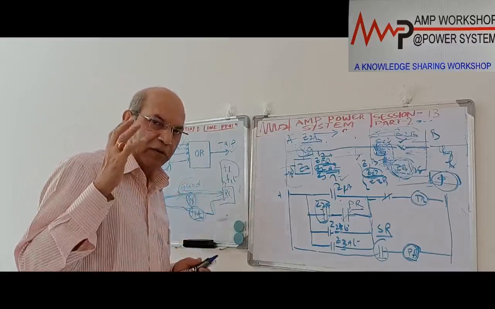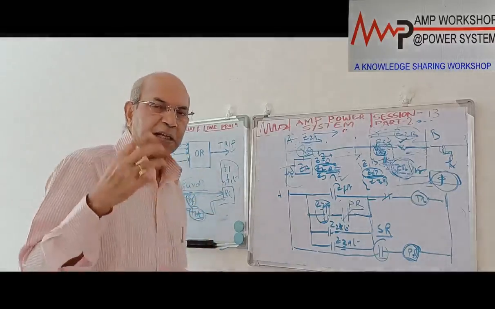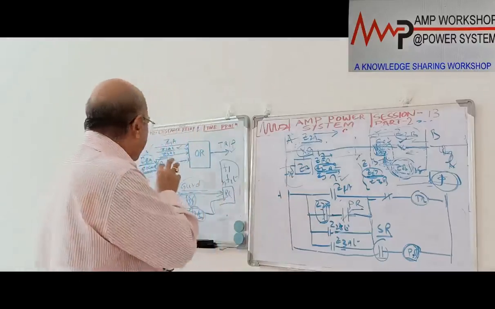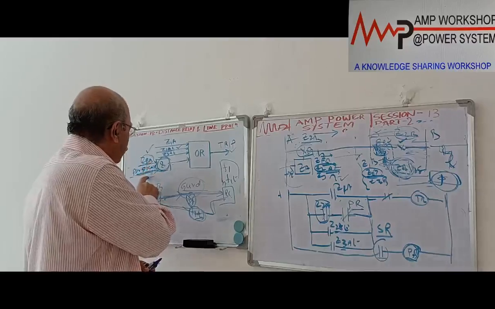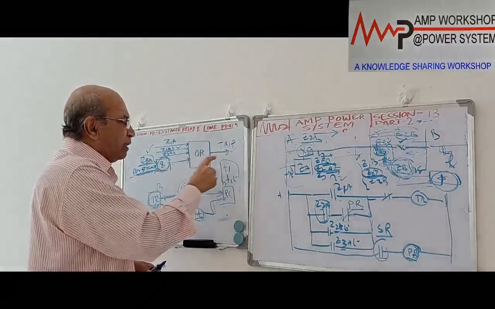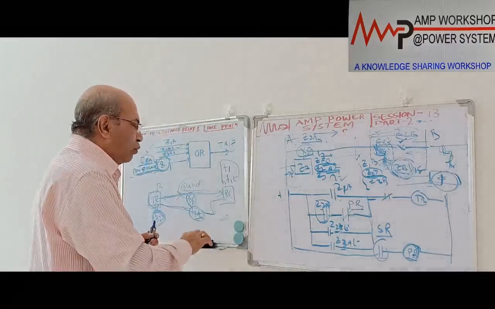But if the channel failed, what is the problem here? If during that time the receiver, transmitter or channel fails, then no signal will be coming over here. In that case, Z2 has operated, but due to non-presence of signal, the expedited tripping will not be there. So how can we overcome this? How do we do that?